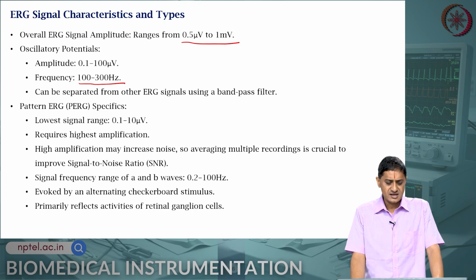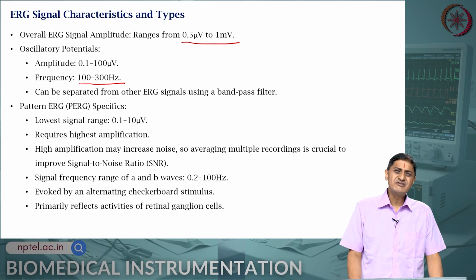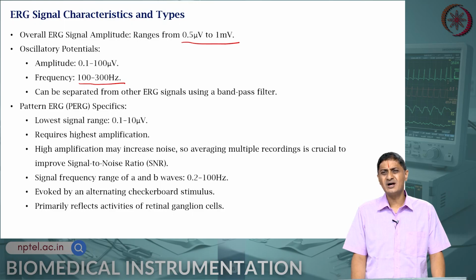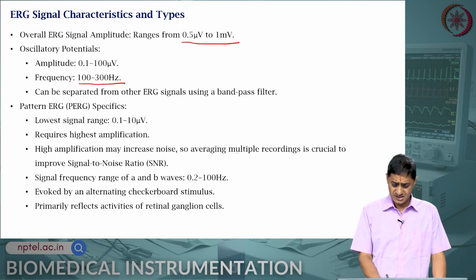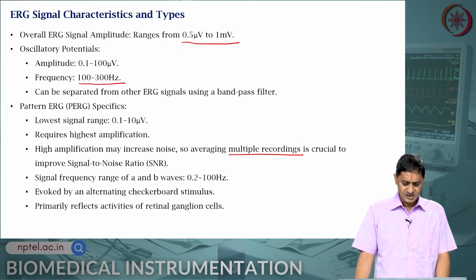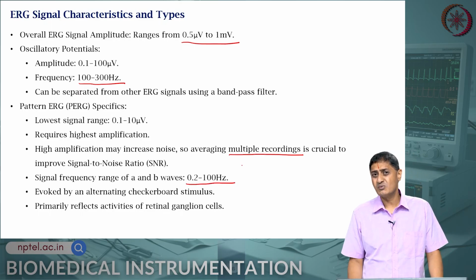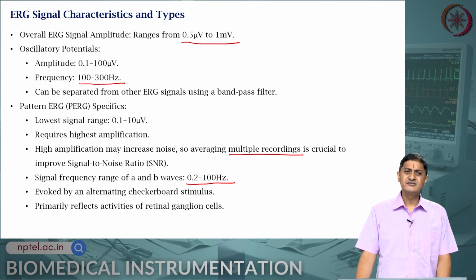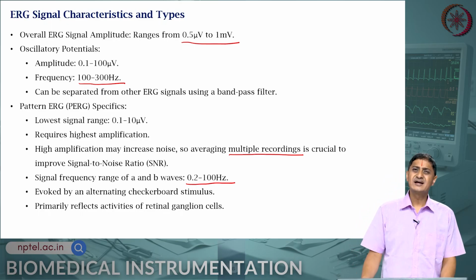Pattern ERG has the lowest signal range, between 0.1 and 10 microvolts, and requires the highest amount of amplification. But then if you have high amplification, it will also increase noise. So, it is important to average across multiple recordings to make sure that the signal to noise ratio is at an acceptable level. And the signal frequency of A and B waves is between 0.2 and 100 hertz. So, this is evoked by an alternating checkerboard stimulus and reflects the activation level of the retinal ganglion cells.